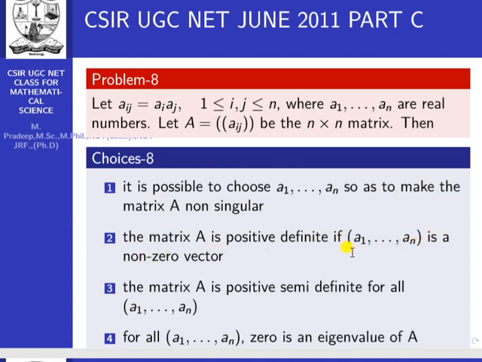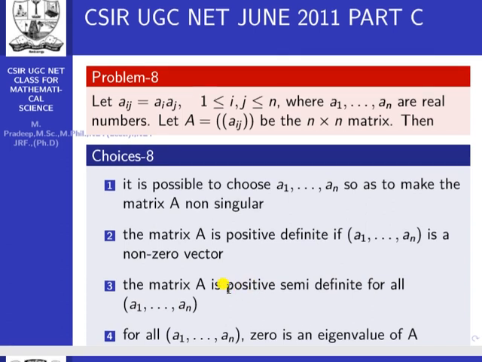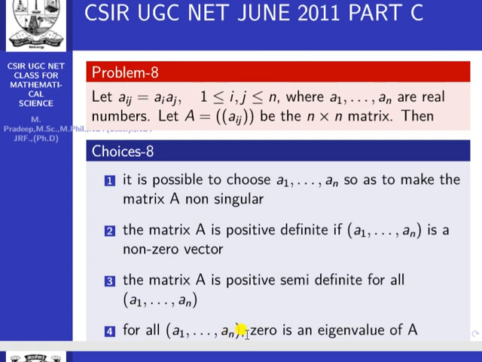The matrix A is positive definite if a1, a2, an is a non-zero vector. We already know what positive definite means: all the eigenvalues are positive. Next, the matrix A is positive semi-definite for all a1, a2, an. Positive semi-definite means eigenvalues are 0 and positive values. Last option, for all a1, a2, an, 0 is an eigenvalue of A.